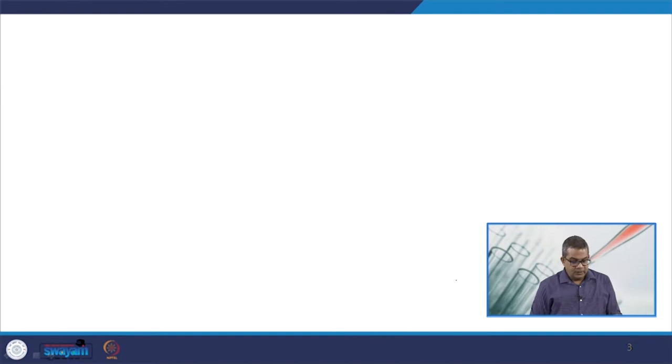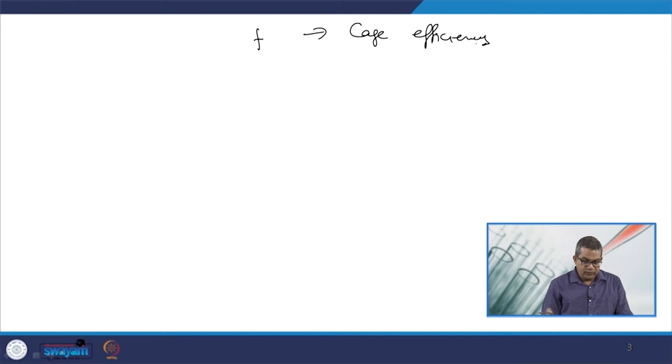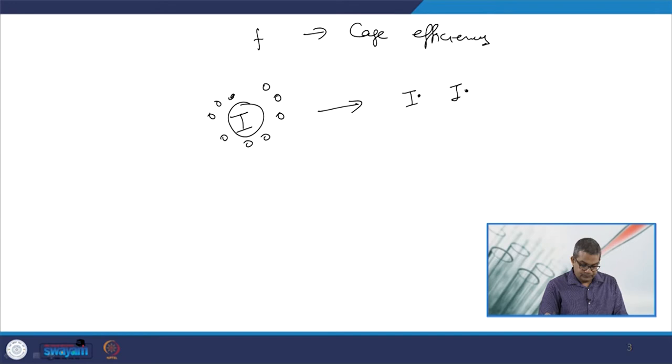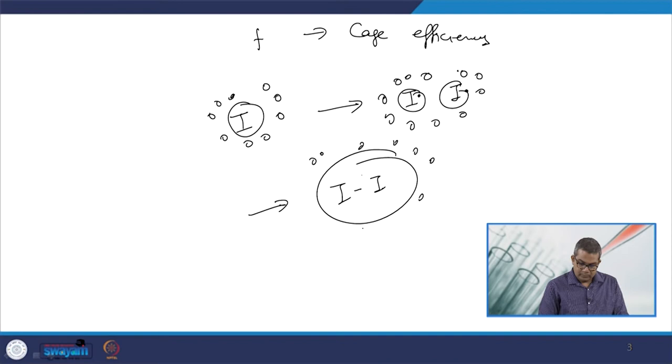We can look at things like this. If we denote F as the cage efficiency, recall that it is defined as the ratio of the rate constant for cage recombination, Kc, and the sum of the rate constants for all cage processes. So, we are having this initiator molecule. Now, you see here, this is a reaction of initiation radicals with one another.